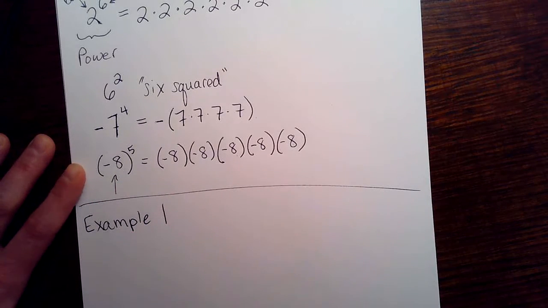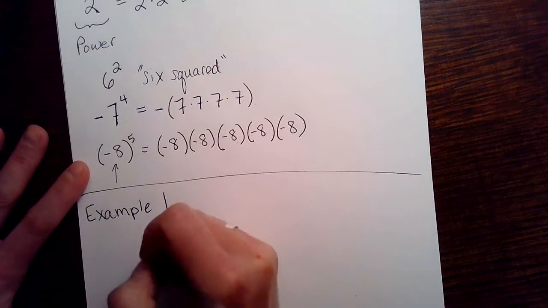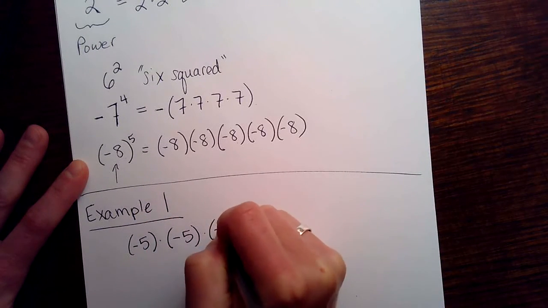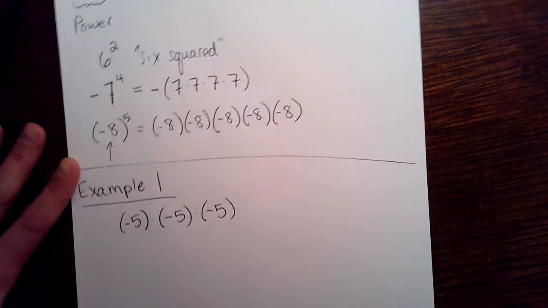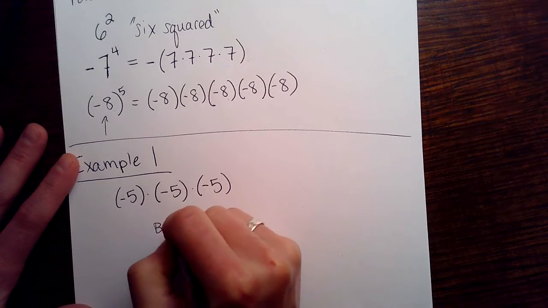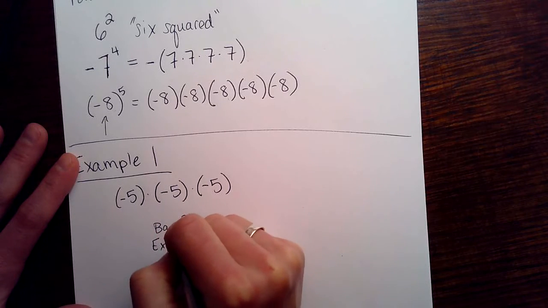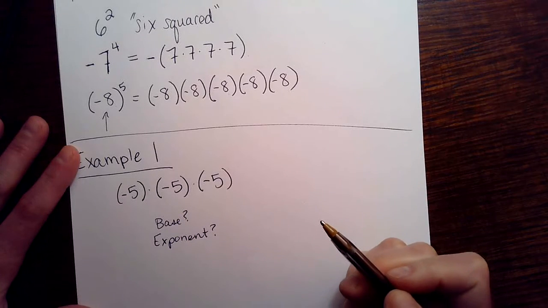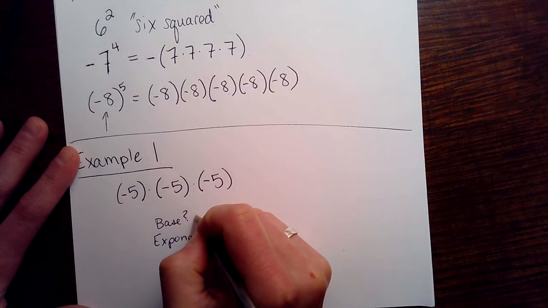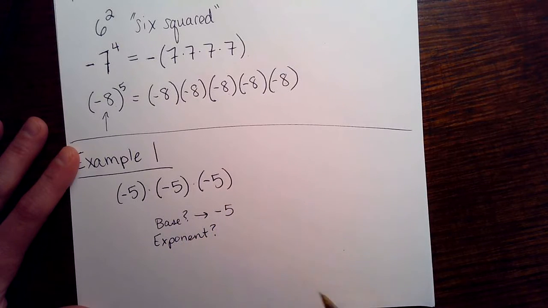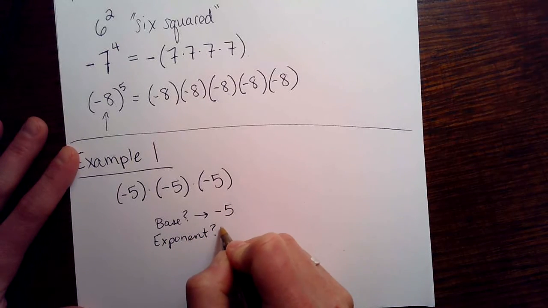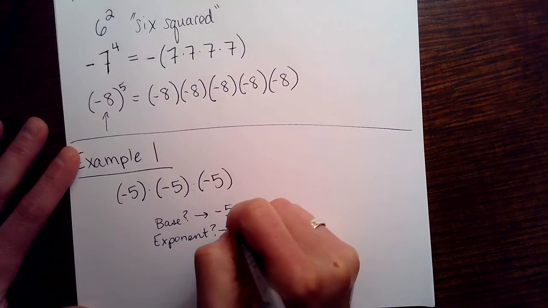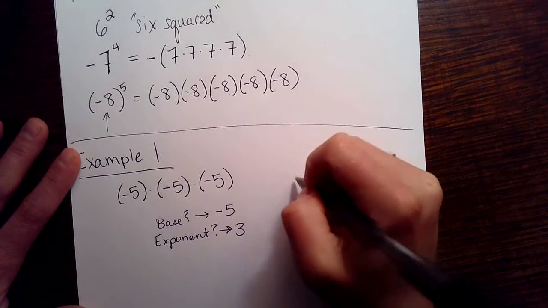Example 1 has us rewrite using exponents. So for our first example, -5 times -5 times -5. Well, when we write the power, we need to know what is the base and what is the exponent. The base is the number that's being multiplied by itself. In this case, the base is -5. And how many times is it being multiplied by itself? 1, 2, 3. That's the exponent.